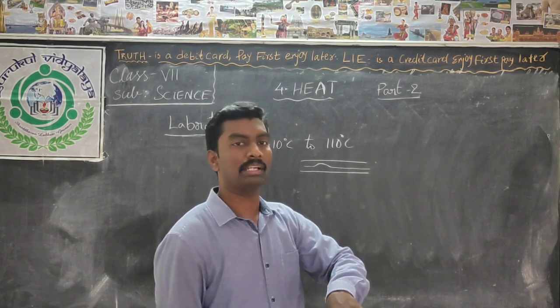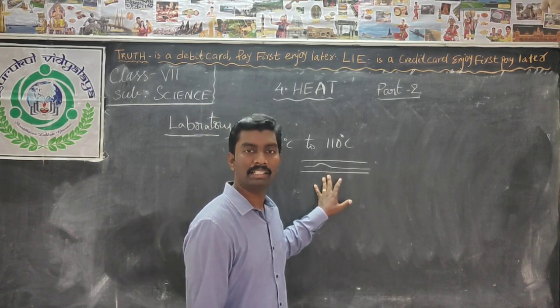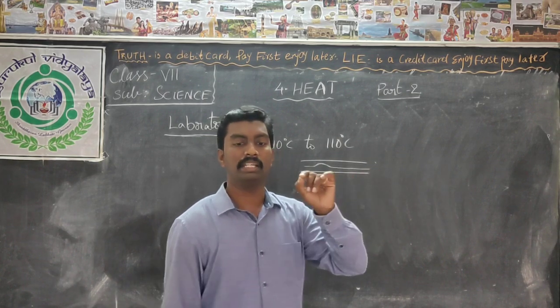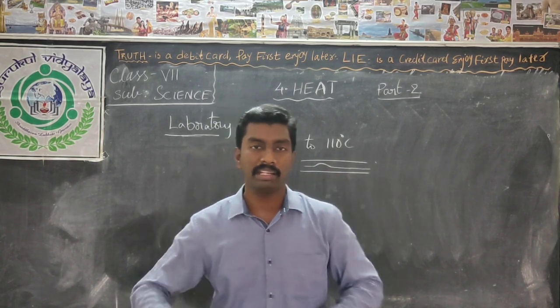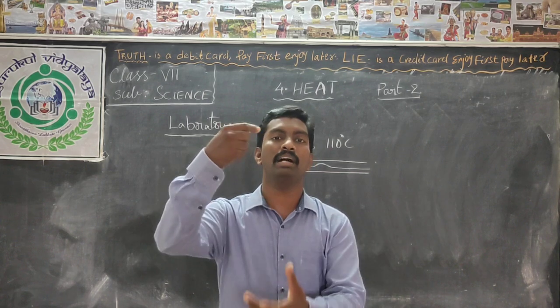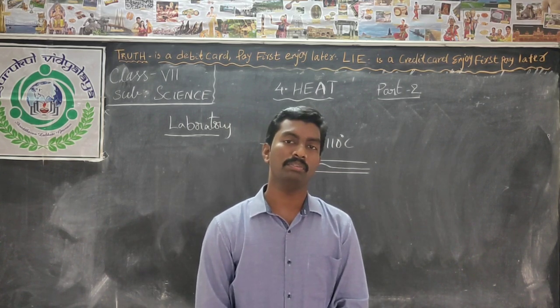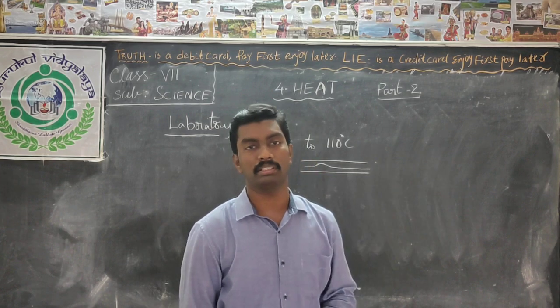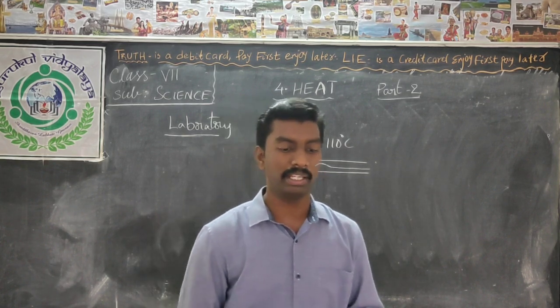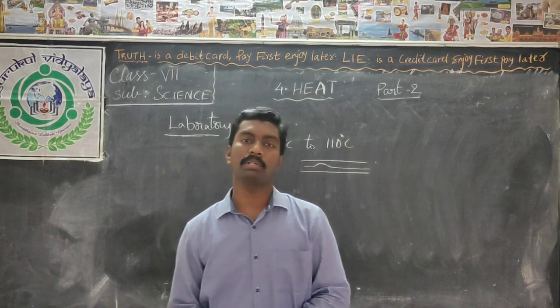But in the laboratory thermometer, can we observe this type of kink? No. This will not be there in the laboratory thermometer. So we have to read the level of the mercury immediately, at the point where it is stopping. That is the precaution we have to take for the laboratory thermometer.